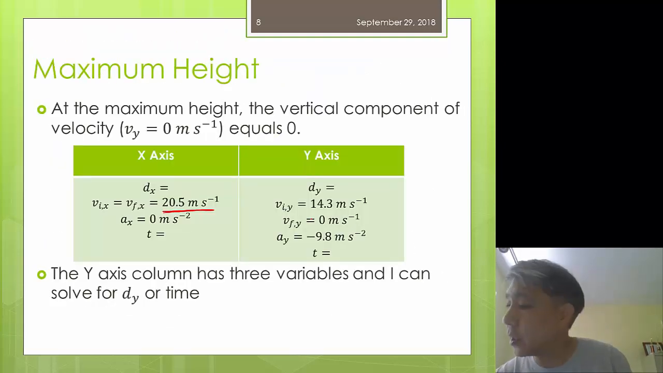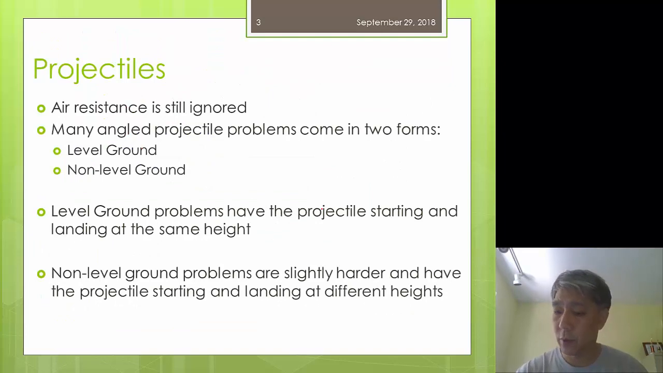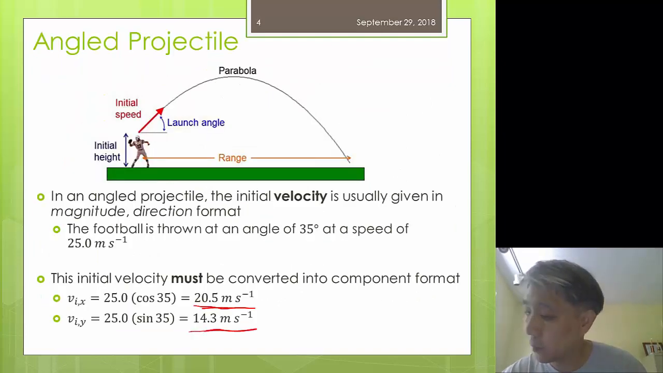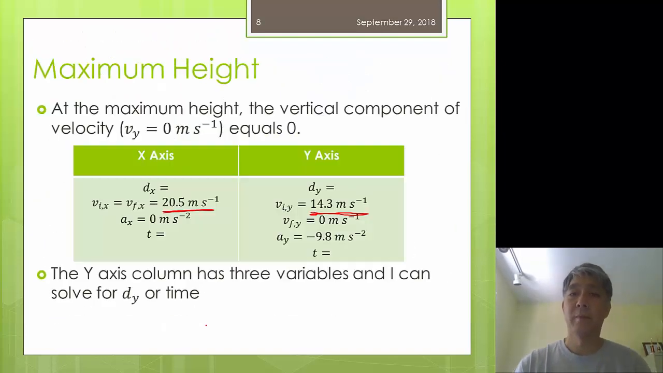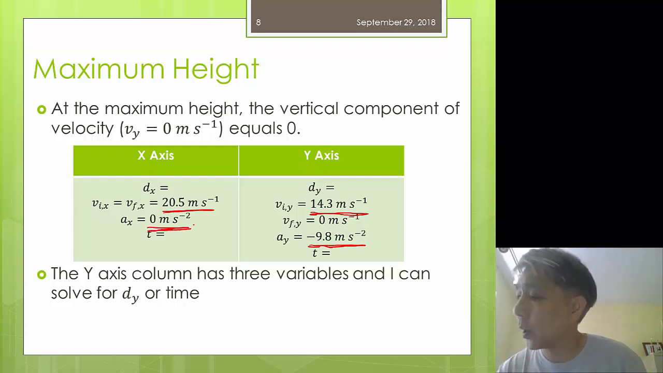And here's the other one. My initial velocity on the y-axis is 14.3. Same 14.3 that we calculated here. Here's my 9.8 meters per second squared, and here's my 0 meters per second squared.